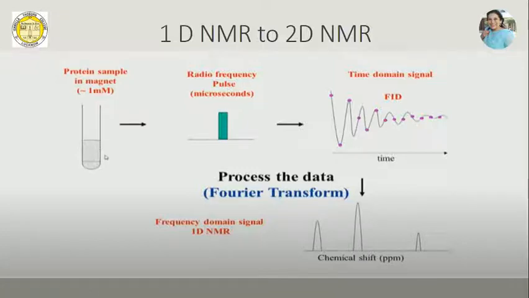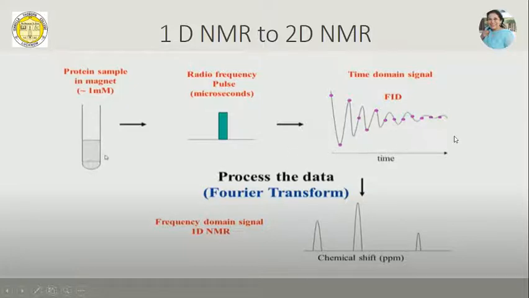Once the sample has been prepared, then what is done? Then a pulse is applied to it. And what is a pulse? It is basically a radio frequency short pulse of microseconds. And when the pulse is applied, what happens? The protons are excited. When I talk about excitement, it is basically that they go from the alpha spin state to the beta spin state. And once the RF pulse is removed, the nuclei start relaxing and a free induction decay, or FID, is generated. The FID is in the time domain.